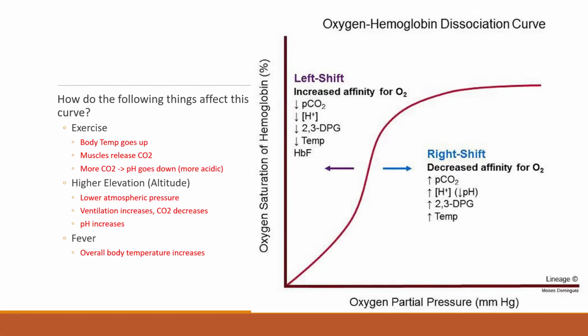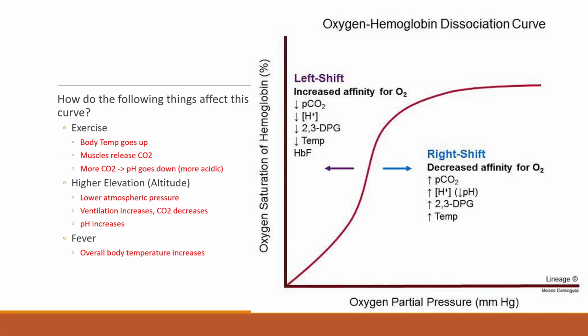So let's think about exercise. If I start exercising, one of the first things that's going to happen is that your body temperature is going to go up. You're going to start releasing heat from your muscles as they start working out. So because your body temperature is going to go up, that's one. Your muscles will also start releasing CO2 because they're breaking down the energy they have in the cells to meet your exercise goals, whether that's running or weightlifting, whatever it might be.